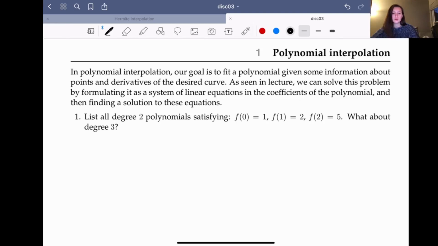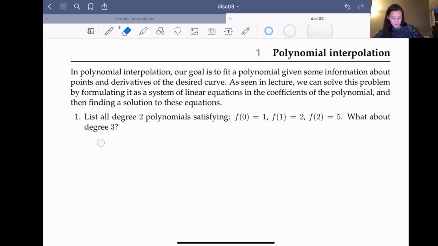In polynomial interpolation, our goal is to fit a polynomial given some information about points and derivatives of the desired curve. As seen in lecture, we can solve this problem by formulating it as a system of linear equations in the coefficients of the polynomial, and then finding a solution to these equations. Okay, list all degree 2 polynomials satisfying these 3 points.